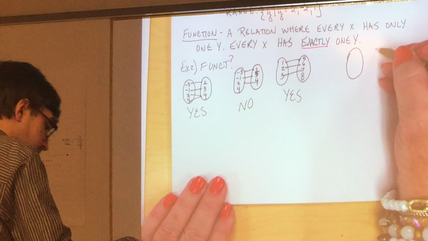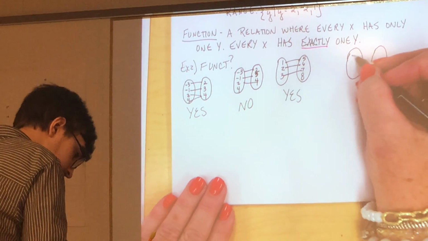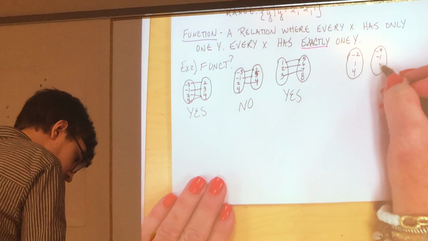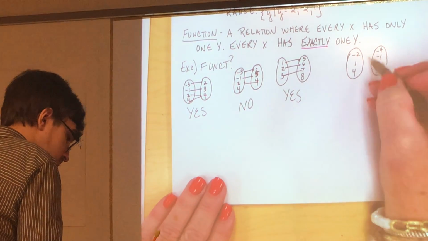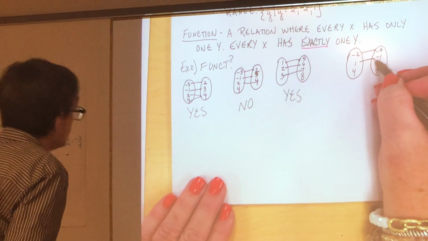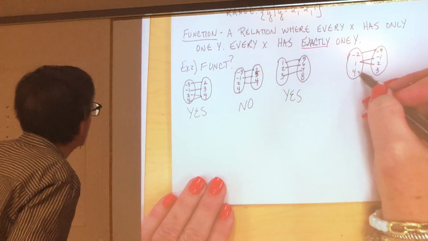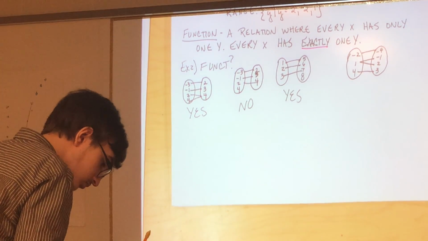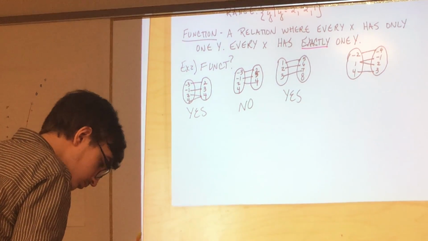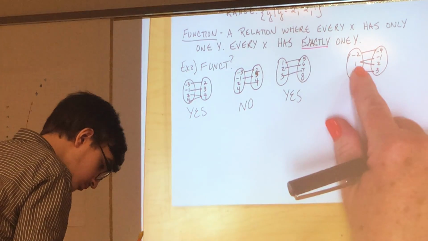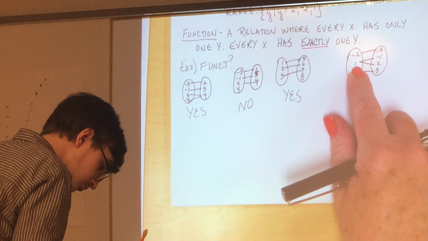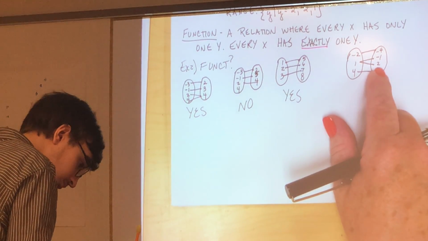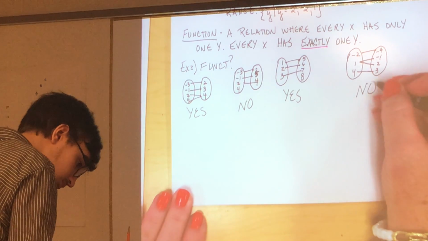Okay, so here's the last one. -2, 1, and 4. -4, -1, 2, and 3. And he's mapped like this. No. Justify your answer. The one has 2 y's. Okay, so 1 has 2 y's. This guy, he has 1 y. Oh, no, he doesn't have 1 y. He has 2. 1 is mapped to -1 and 1 is mapped to 2. So no, this is not a function.